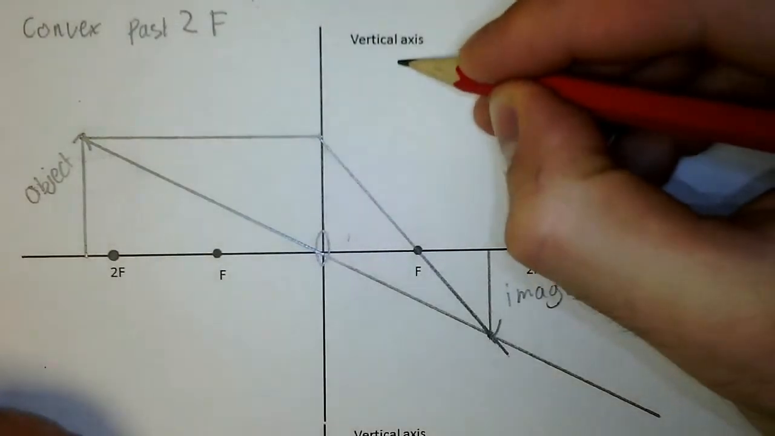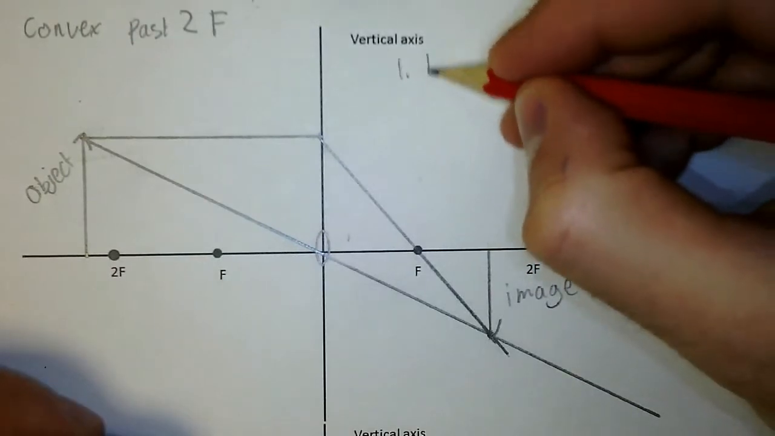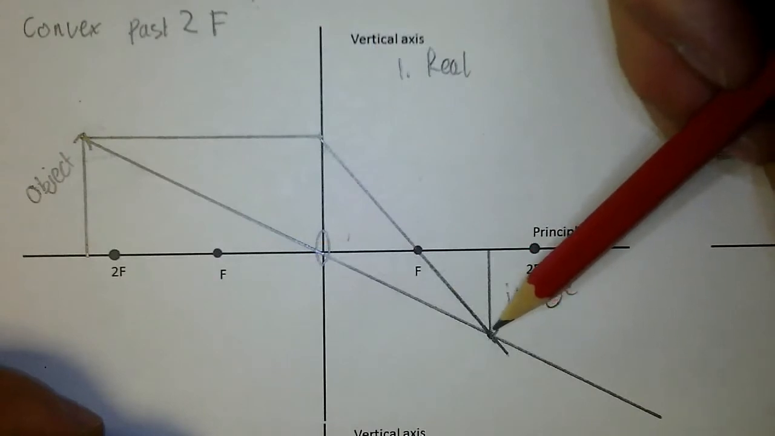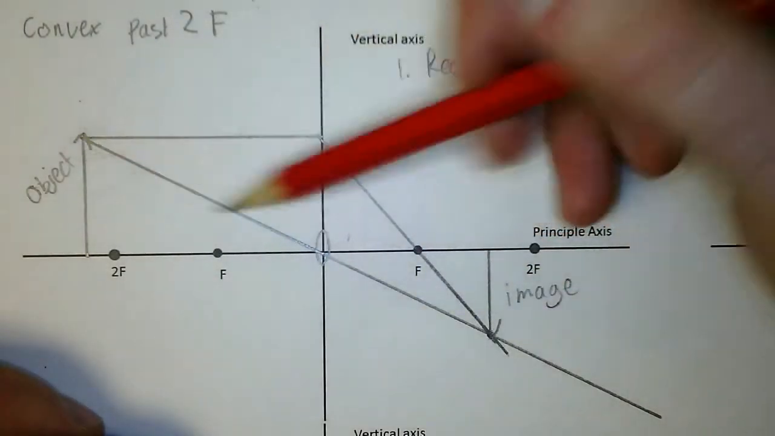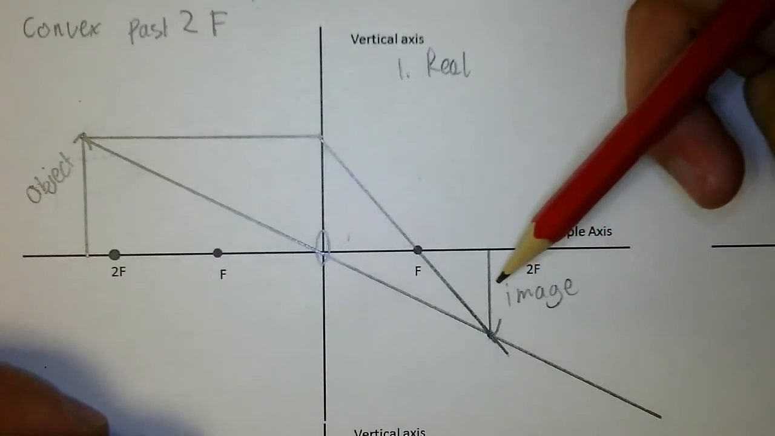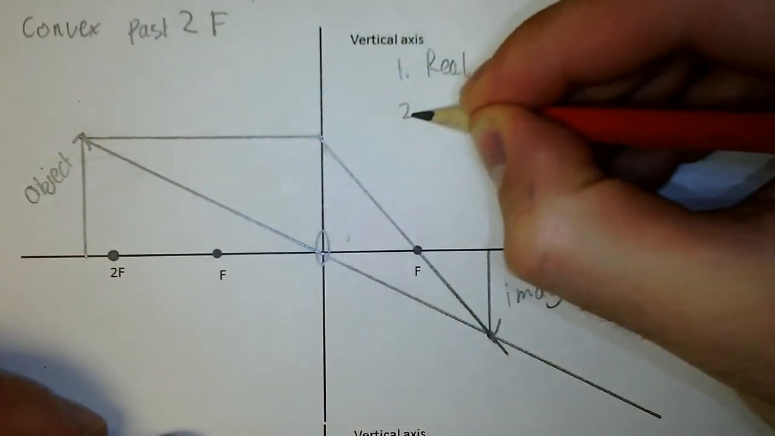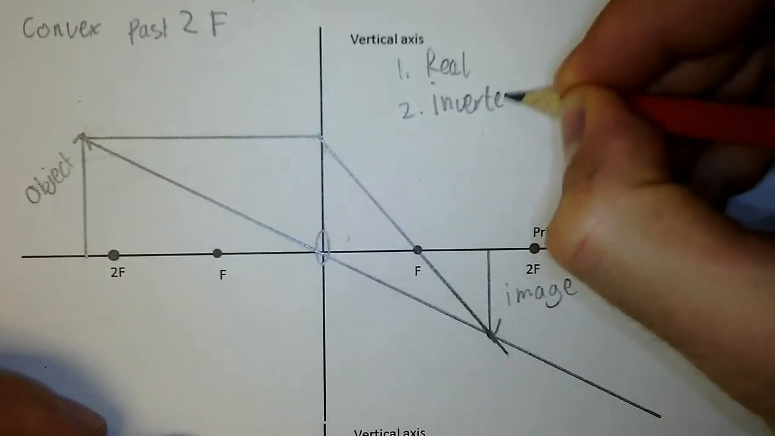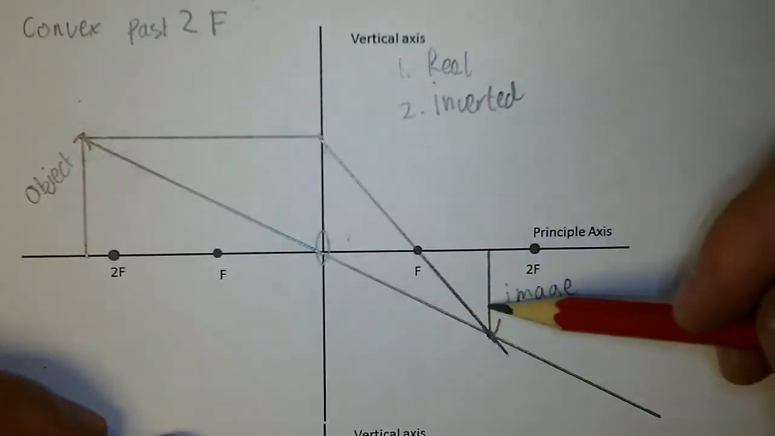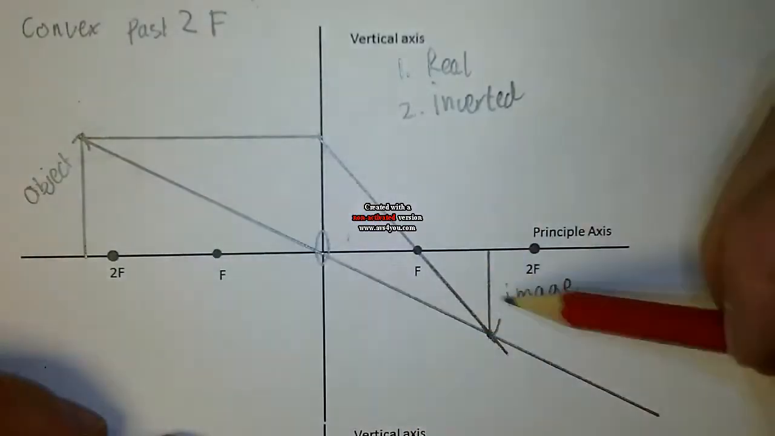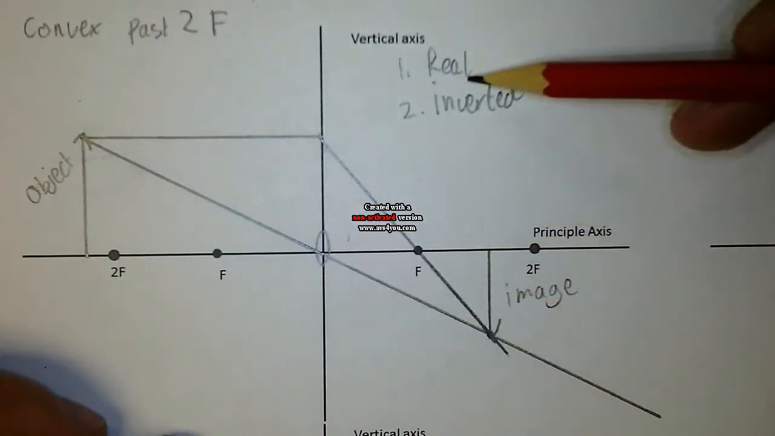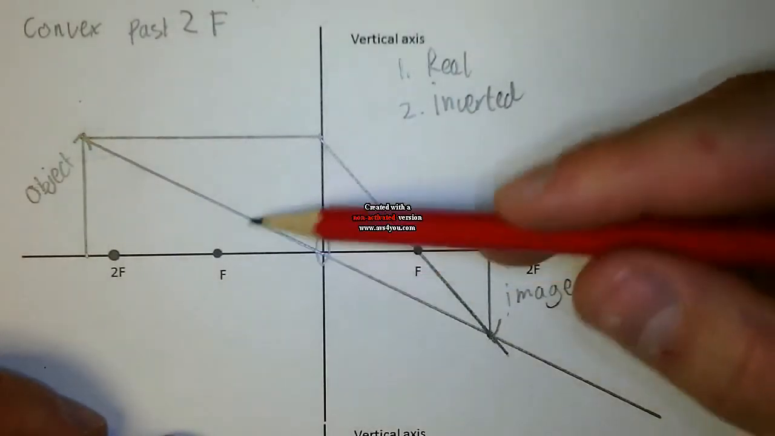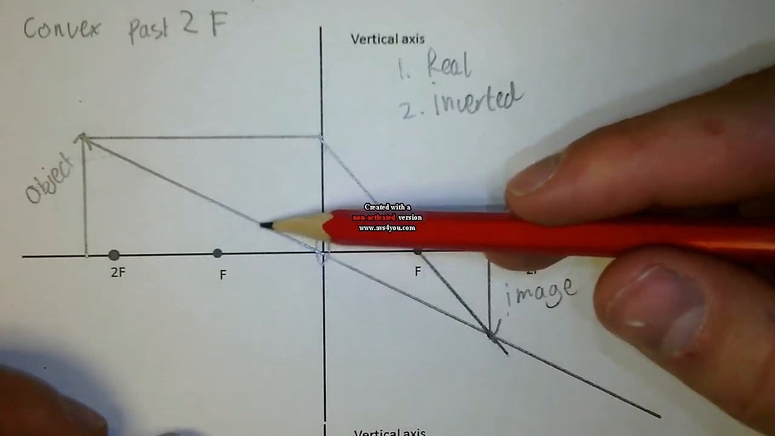So first off, number 1, I can tell this is real, and that's because it's produced on the other side of the lens, which tells me I am going to be able to project it onto a screen. Number 2, it is inverted. So that tells me, and you can see this, it's upside down. The image is the opposite way around to the object. So the first question is, is it real or virtual? Real would be on the other side of the lens, virtual would be produced on the same side of the lens, so you can't produce it on a screen.